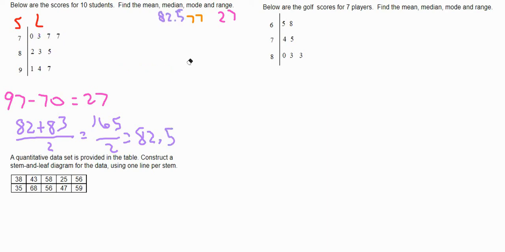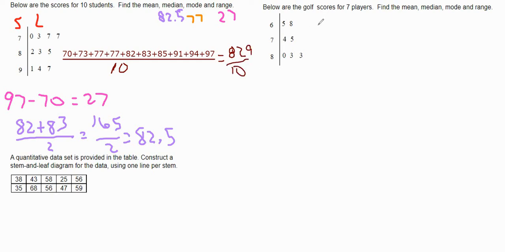And then for the average, or the mean, I'm going to add all of the numbers up and then divide by 10, because that's how many numbers are there. So simplify the numerator first. You add all those numbers up, and you get 829. And remember that the average has to be somewhere between the smallest and largest number. So that's an easy way to check. So 829 divided by 10 is going to be 82.9.